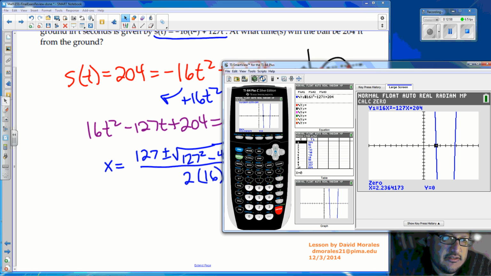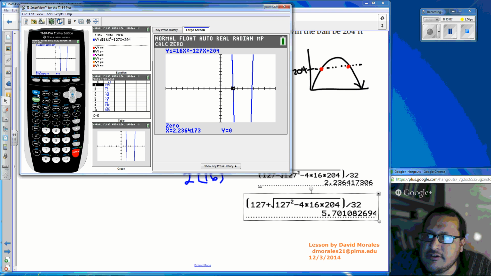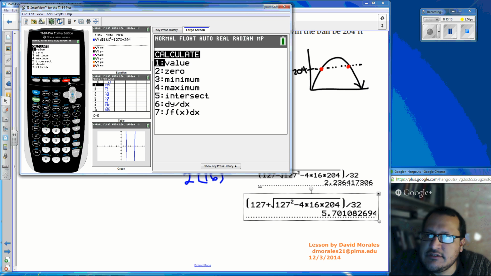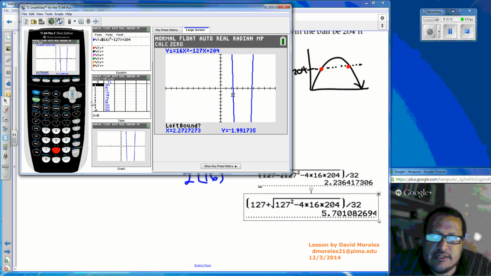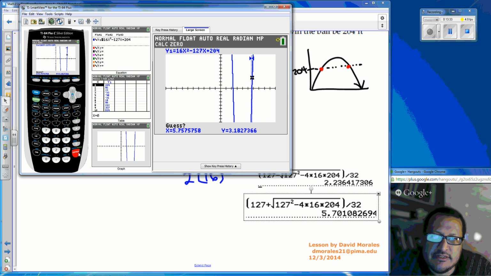And so we have this one verified. 2.23 is right there. And the other 0 is going to be second calc, 0. And I'm going to go over. Now, according to this, it should be around 5.7. So let's go to about 5. It's a little bit less than 7. 5.6. Left hand side, right hand side. There's a 0 in between there. 5.7010. So it's the right answer, basically.